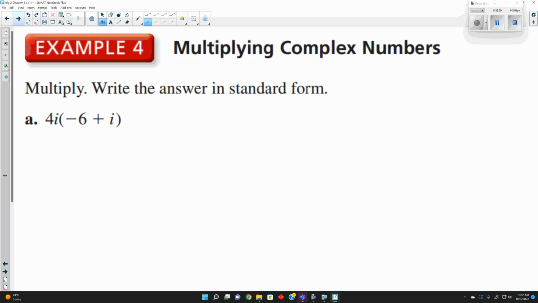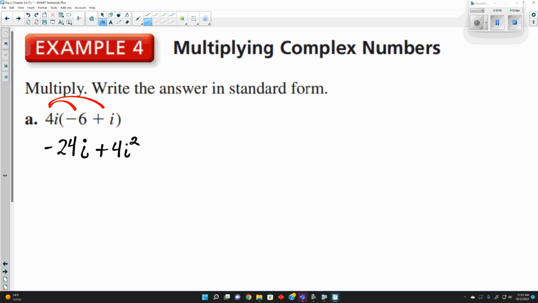Well, the next thing we have is multiplication. But all we're doing with this here is the same thing we would if we're talking about i as a variable. Because we can do 4i times negative 6. Well, 4 times negative 6 is negative 24. And we have our i. 4i times i is going to be plus 4i squared.